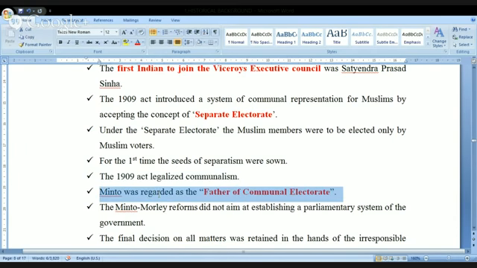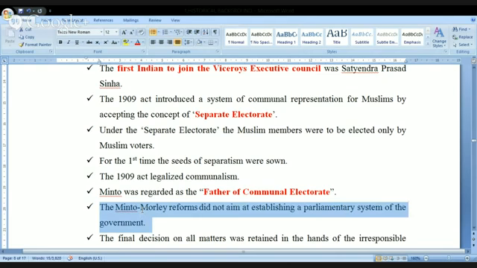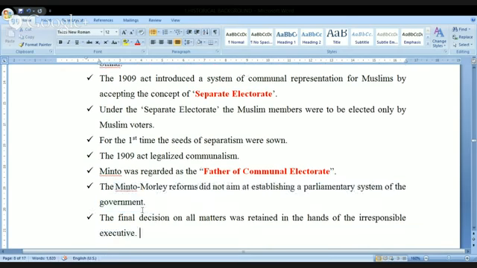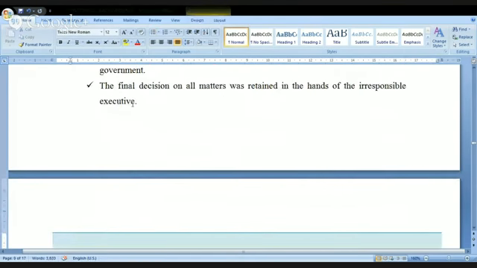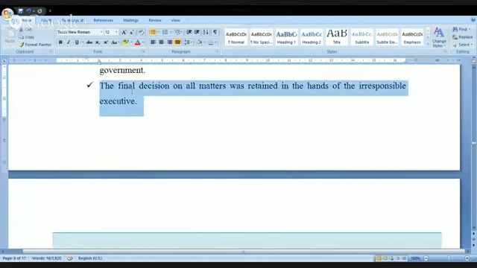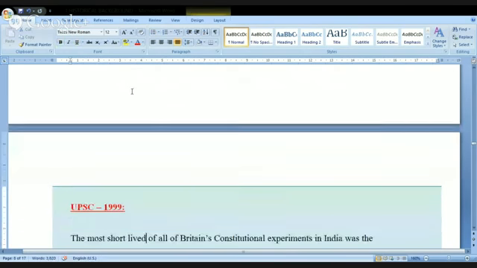Minto was regarded as the father of the communal electorate, and these Minto-Morley reforms did not aim at establishing the parliamentary system of government. Look at this. The final decision on all matters was retained in the hands of the irresponsible executive. Very, very important. Now look at this.